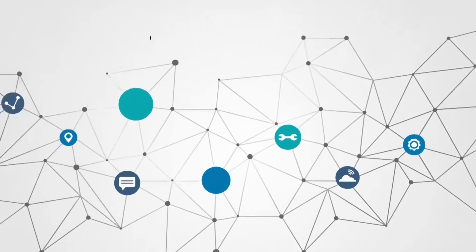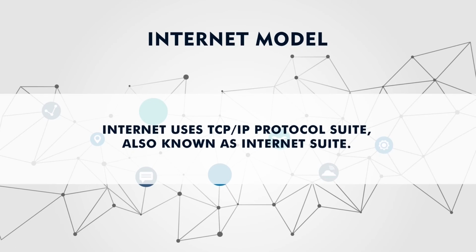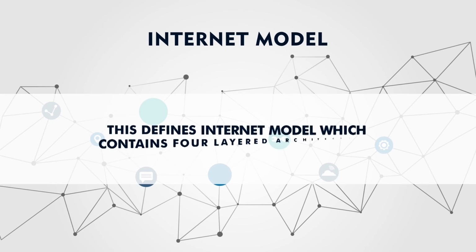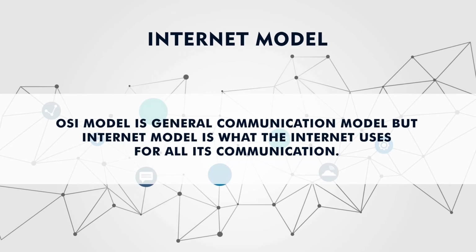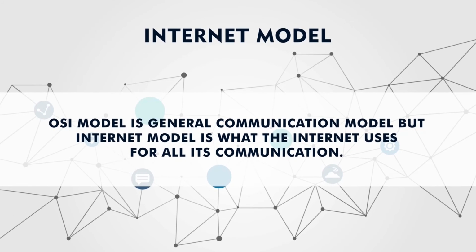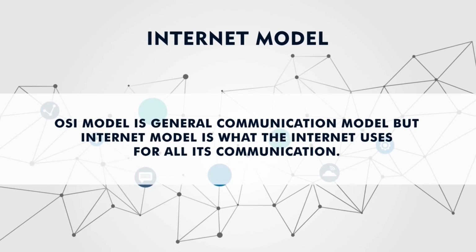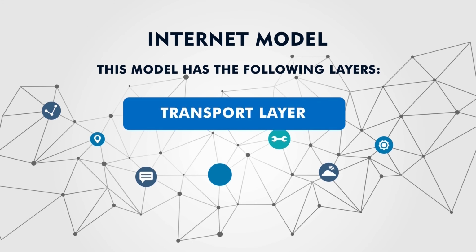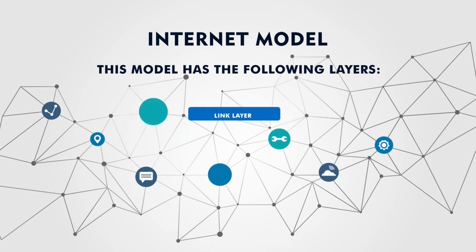Then the next model is the TCP/IP model, or else you can call it the internet model. The internet uses the TCP/IP protocol suite, also known as the internet suite. This defines the internet model, which contains a 4-layered architecture. The OSI model is a general communication model, but the internet model is what the internet uses for all its communication. The internet is independent of its underlying network architecture, and so is its model. This model has the following layers: application layer, transport layer, internet layer, link layer.